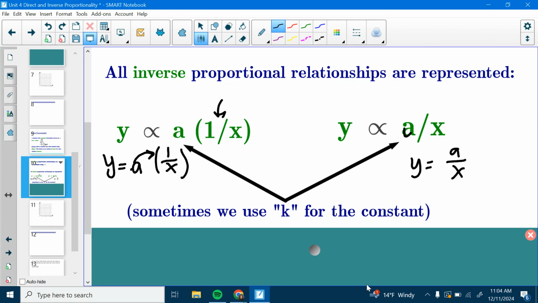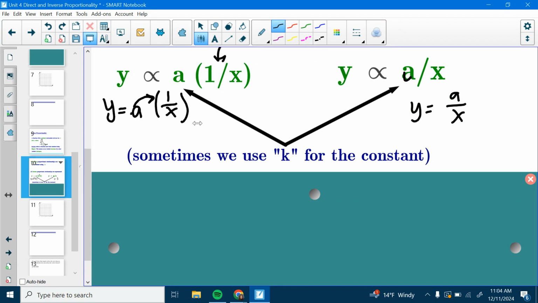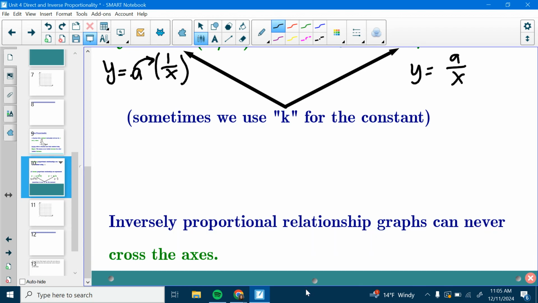So that, again, is our constant. So our constant now is like a fraction where x is now not being multiplied by our constant, but it's our constant divided by x.